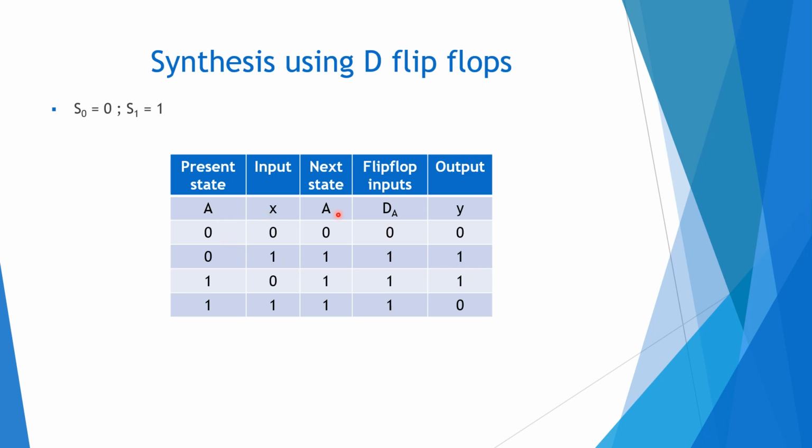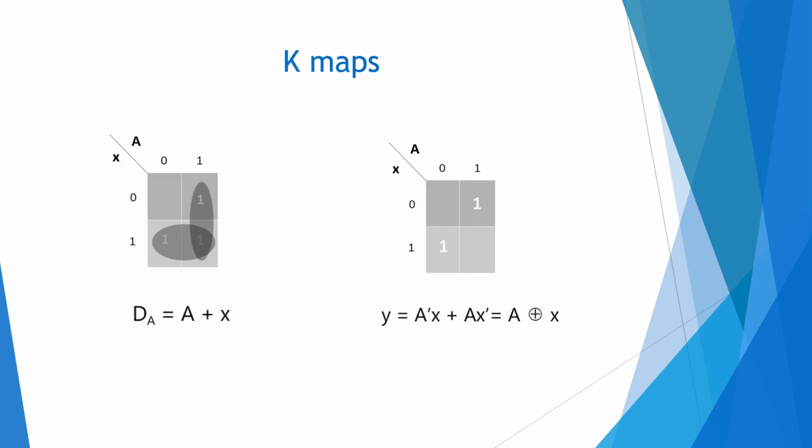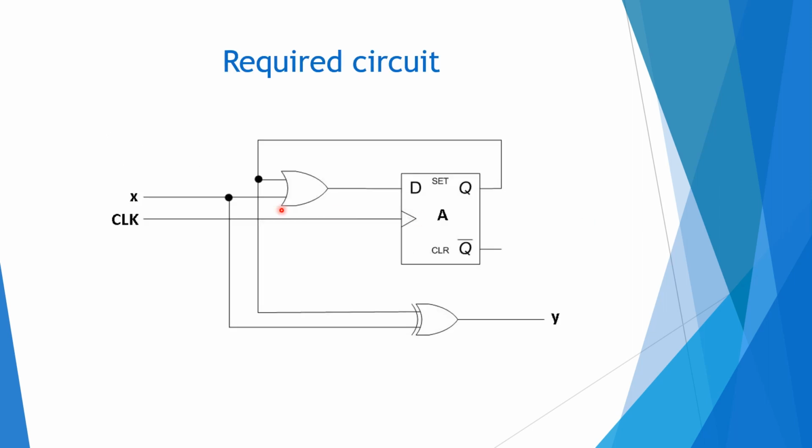So this is the present state, input, next state, flip-flop input DA, and output Y. Here the output is asynchronous, so it is called a Mealy FSM. So DA equals A plus X, and Y equals A bar X plus A X bar, that is A XOR X. So this is the required circuit. This is the output. This is the equation for flip-flop input, that is A plus X. So this is the circuit.